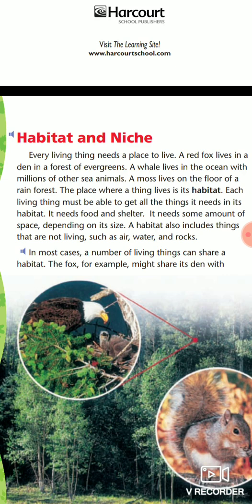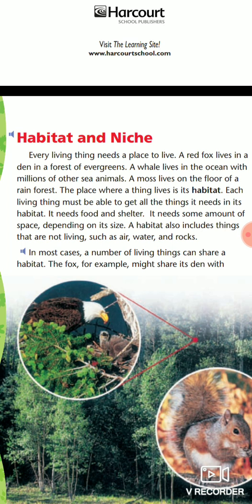Each living thing must be able to get all the things it needs in its habitat. It needs food and shelter. It needs some amount of space depending on its size. A habitat also includes things that are not living, such as air, water, and rocks.